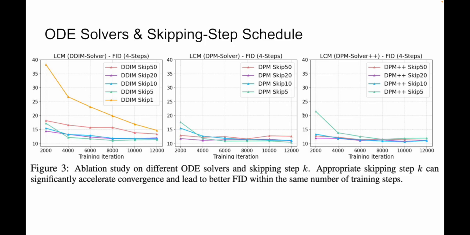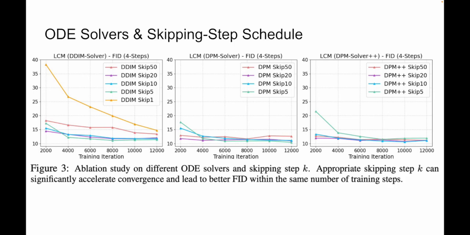For the ODE solvers and the skipping step schedule, they compare various solvers, including the DDIM, DPM, DPM++, for solving the augmented PF-ODE. From the figure, we can see that using the skipping step technique, LCM achieves faster convergence within 2K iterations in 4-step inference. Especially the DDIM solver converges slowly at skipping step k equals 1, while setting k equals 5, 10, 20 leads to much faster convergence, underscoring the effectiveness of the skipping step method.